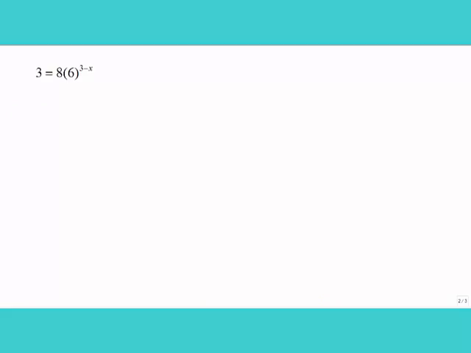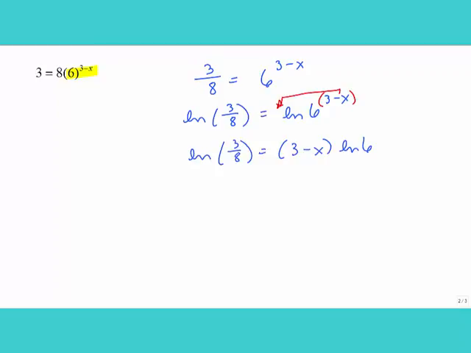In this problem, the base is not isolated. The base is just this part. We need to move the 8. Since it is being multiplied to the base of 6, we need to divide. Now take the natural log of both sides. Use our log property. Now solve for x.